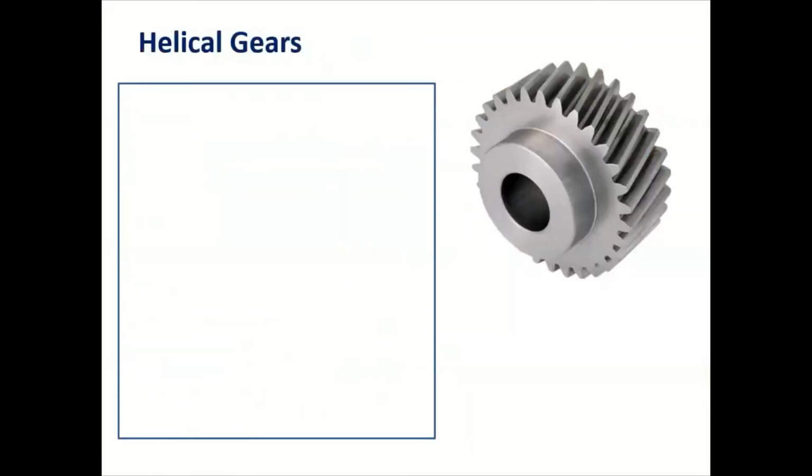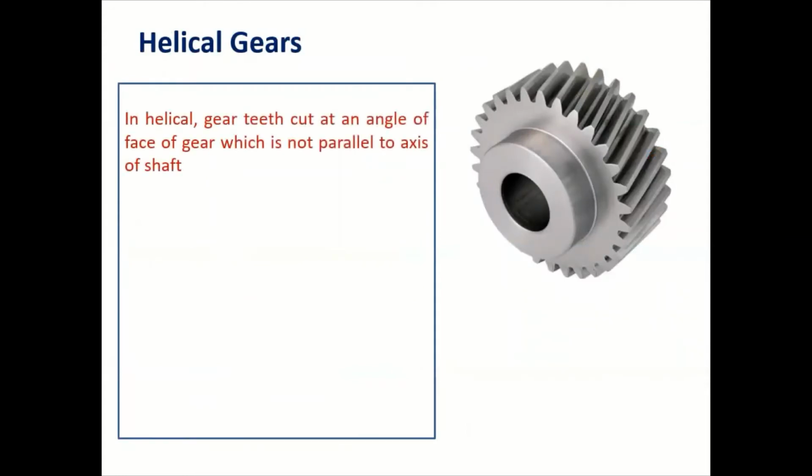Next is a helical gear. In a helical gear, the gear teeth are cut at an angle to the face of the gear, which is not parallel to the axis of the shaft. See here, I have shown that the axis of the shaft and the axis of the gear teeth are not parallel to each other, right? So there is a certain angle over the teeth which you are generating on the periphery of the blank.